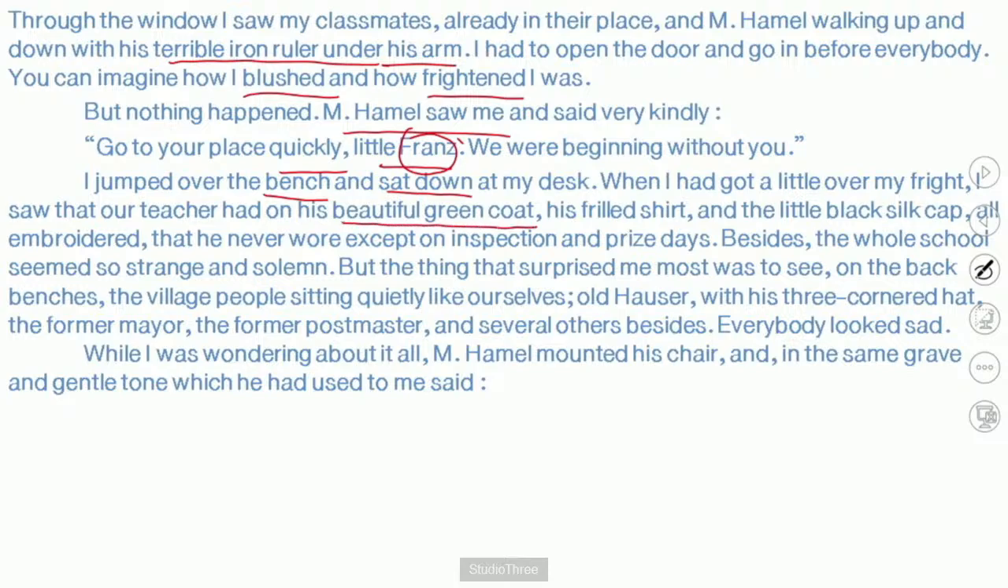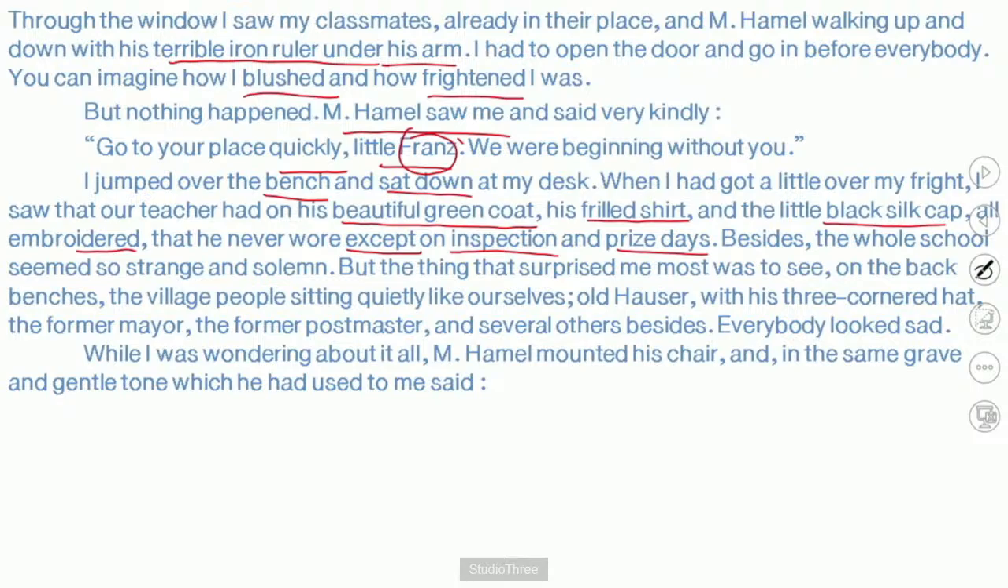This is a descriptive word. And he also wore a frilled shirt and a black silk cap. These are embroidered, and he never wore these three things except on two occasions. First is the inspection and second is the prize day ceremony.